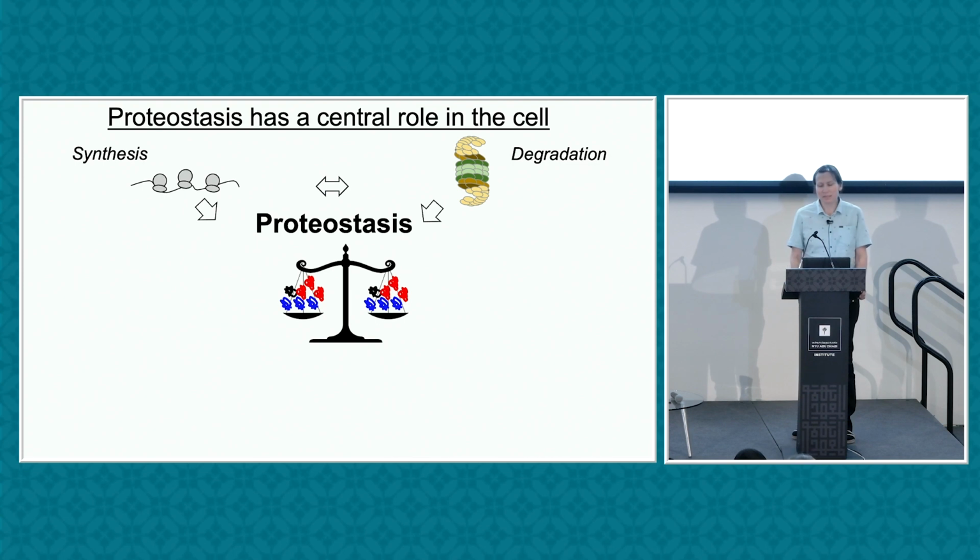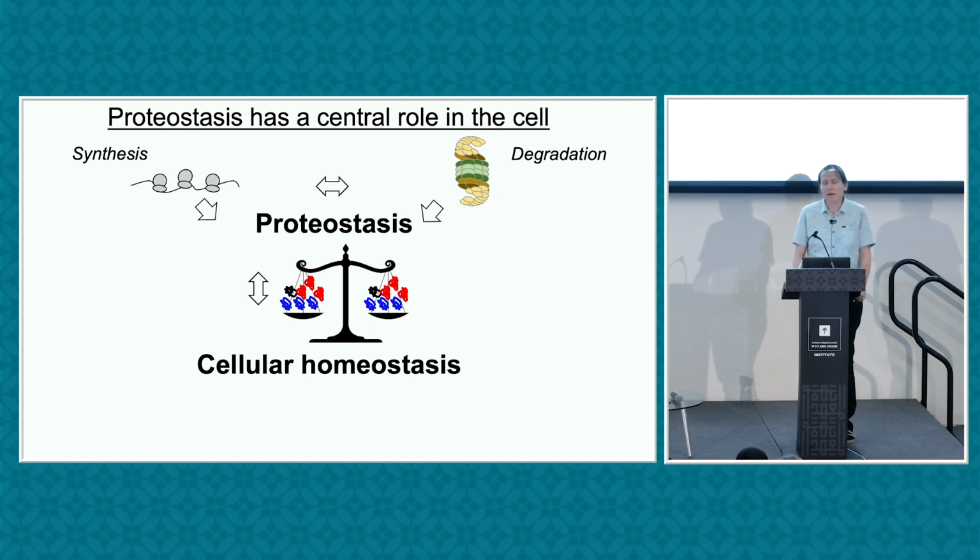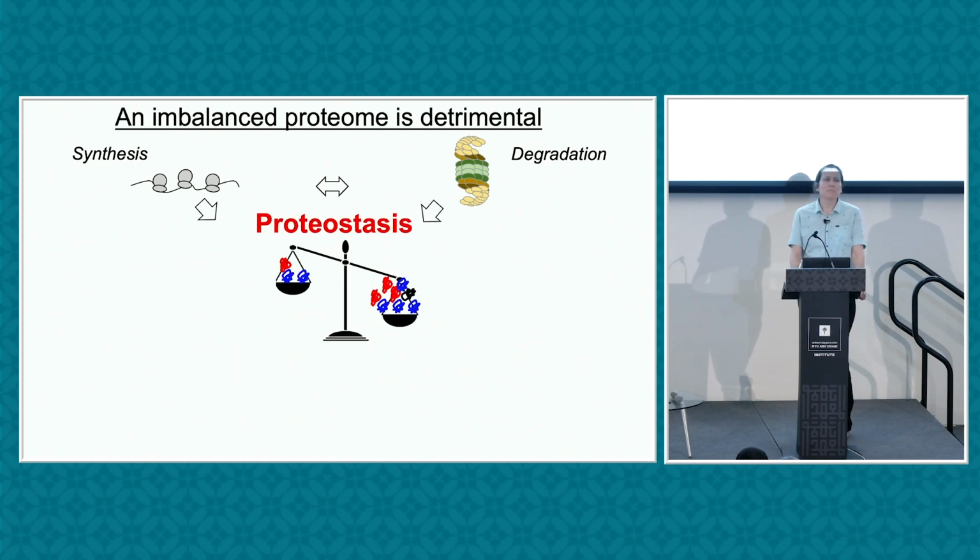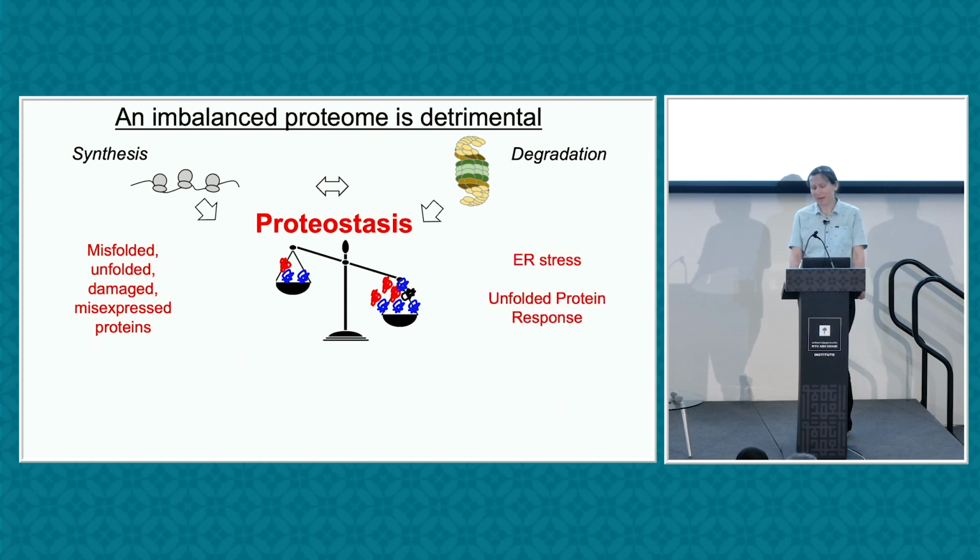Obviously, there are more processes. It is tightly linked to everything else in the cell, so also to cellular homeostasis, meaning how the cell is doing, the cellular health. And if the proteome is imbalanced, then that is detrimental for the proteins themselves. Misfolded, unfolded, damaged, or misexpressed proteins accumulate, and then trigger what is known partially as the ER stress response, or also as the unfolded protein response, or the UPR.